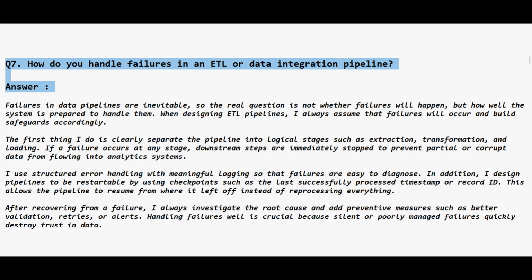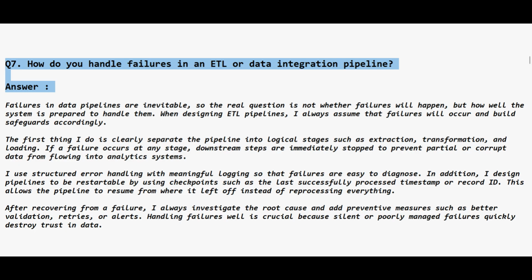When designing ETL pipelines, I always assume that failures will occur and build safeguards accordingly. The first thing I do is clearly separate the pipeline into logical stages, such as extraction, transformation, and loading. If a failure occurs at any stage, downstream steps are immediately stopped to prevent partial or corrupt data from flowing into analytic systems. I use structured error handling with meaningful logging so that failures are easy to diagnose.